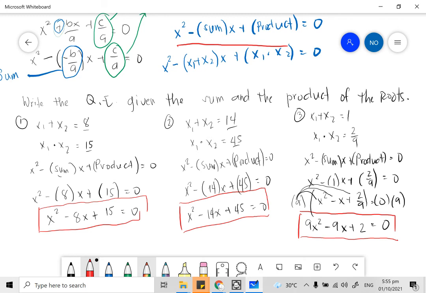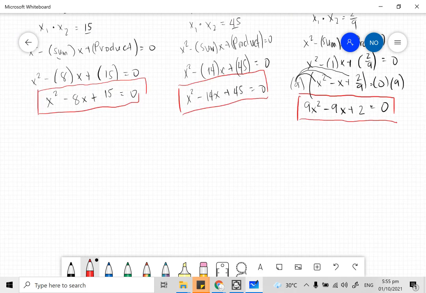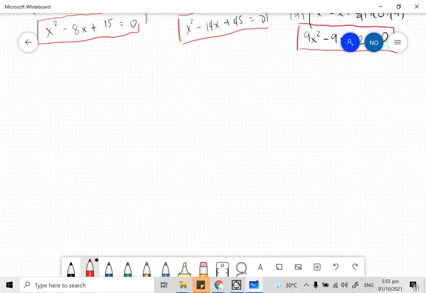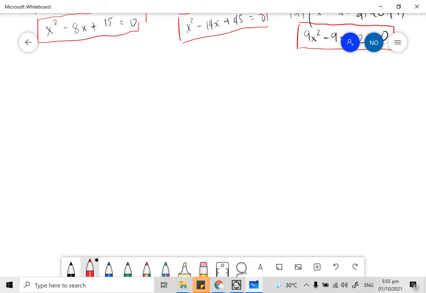Alright? Now, what if kung ang given ngayon ay roots? Kaya naman, ang gagawin natin, we're going to write the quadratic equation given the roots. Okay, ngayon naman, given yung roots, ibibigay natin yung quadratic equation. Okay? Example number 1 tayo.